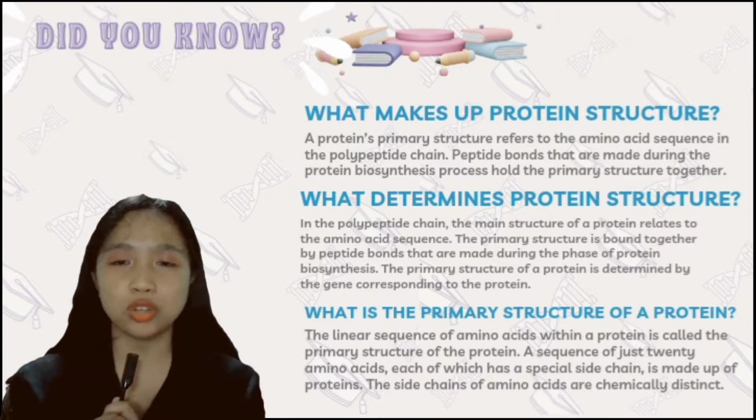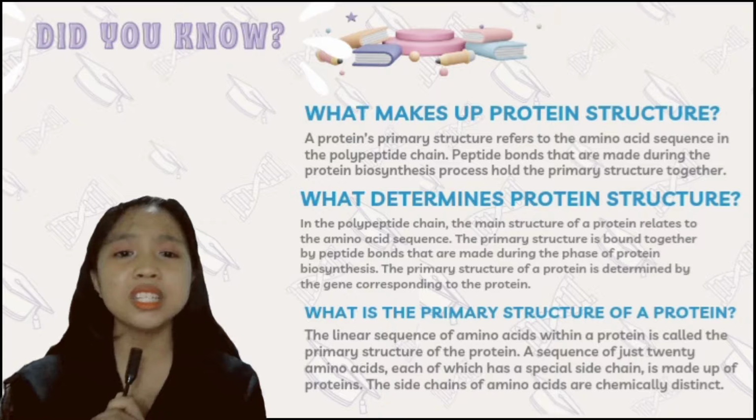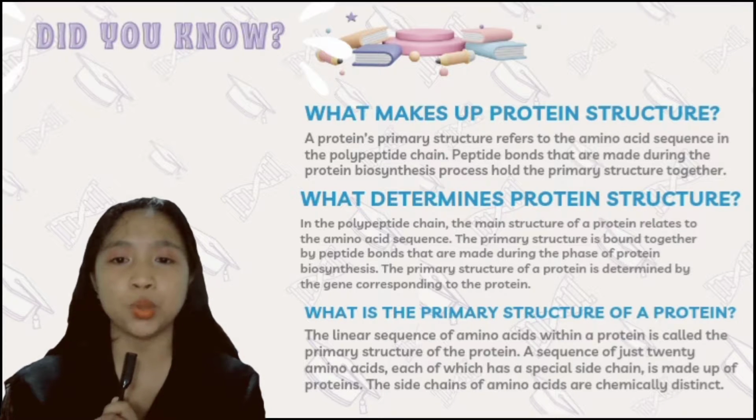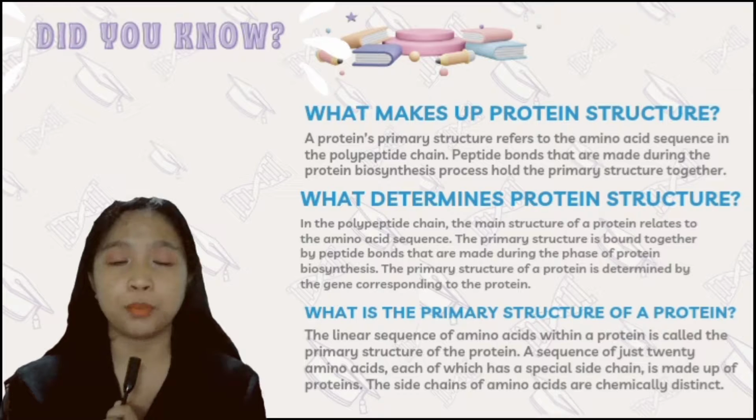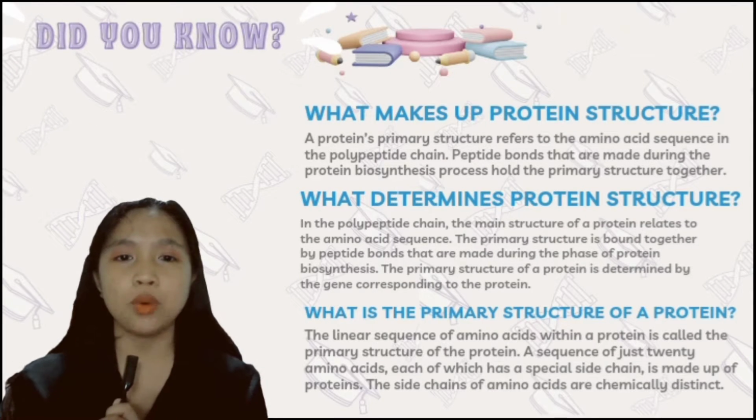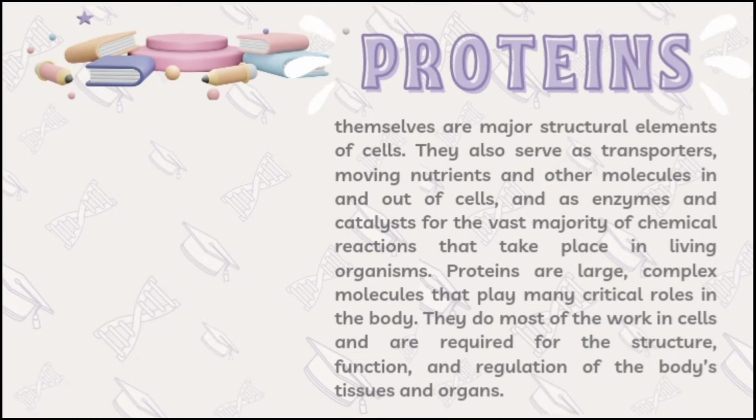What is the primary structure of a protein? The linear sequence of amino acids within a protein is called the primary structure of the protein. A sequence of just 20 amino acids, each of which has a special side chain, makes up proteins. The side chains of amino acids are chemically distinct.